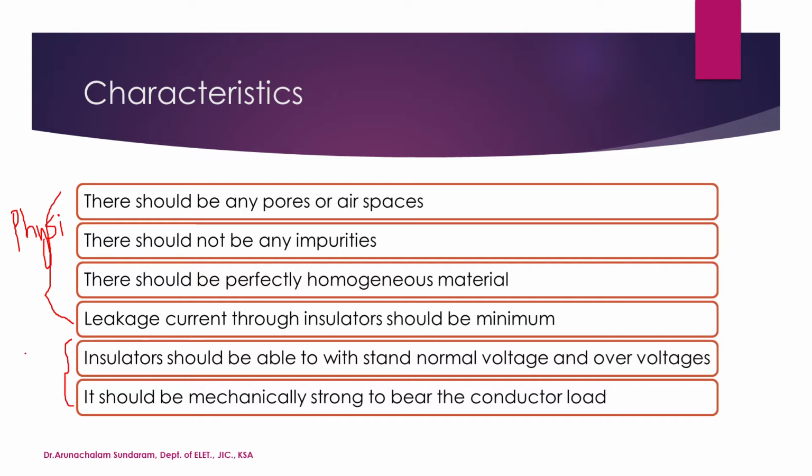This is called the electrical property of the insulator. Now you have to understand the property of the insulator, then only you can appreciate how it works. If the insulator has pores or air spaces, what is the problem? The insulating dielectric strength will greatly reduce. There should not be any impurities. It should be a homogeneous material. Homogeneous material means a material without impurity.